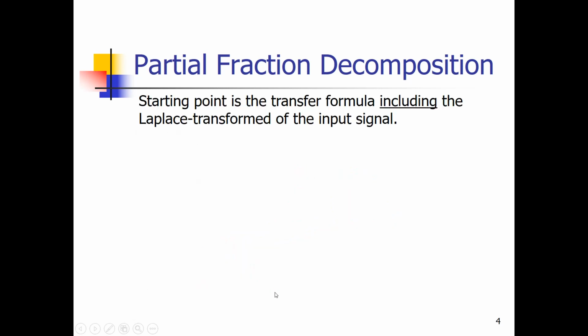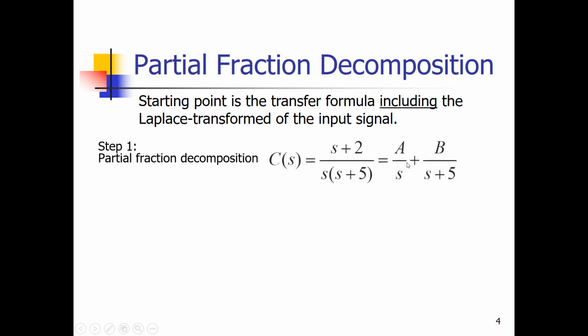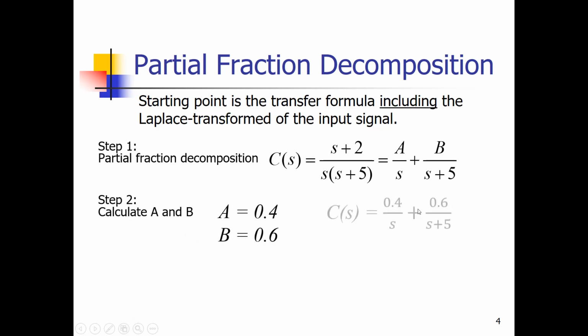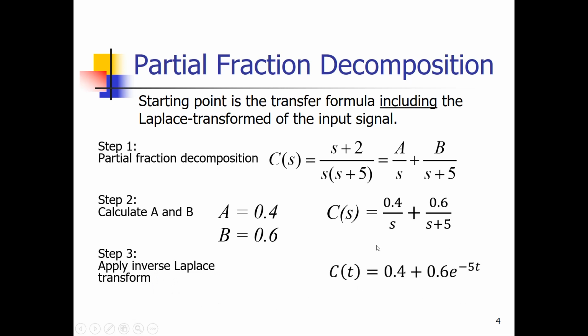So to summarize, what we are going to do is we always start with the output signal in the S domain, so it's just the transfer function of the system multiplied with the input signal. We start off with partial fraction decomposition, so we split the denominator up in separate parts. Then we calculate A and B. So in this example, this was A and B. So this is my signal in the S domain. And then we apply the inverse Laplace transform, which yields this function in the time domain. That was the approach for an easy function with only easy denominators over here.